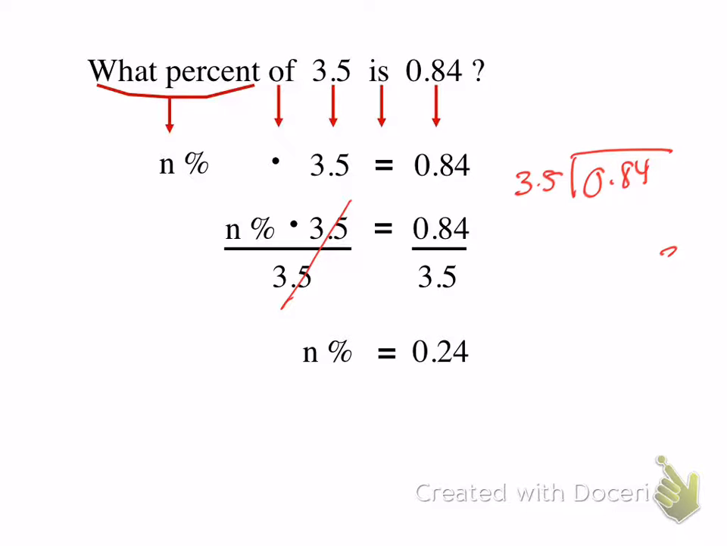Now, to lose the percent, what's it going to be? N equals what, everybody? 4%. Okay. Multiply it by 100 and move it twice. Are there any questions?